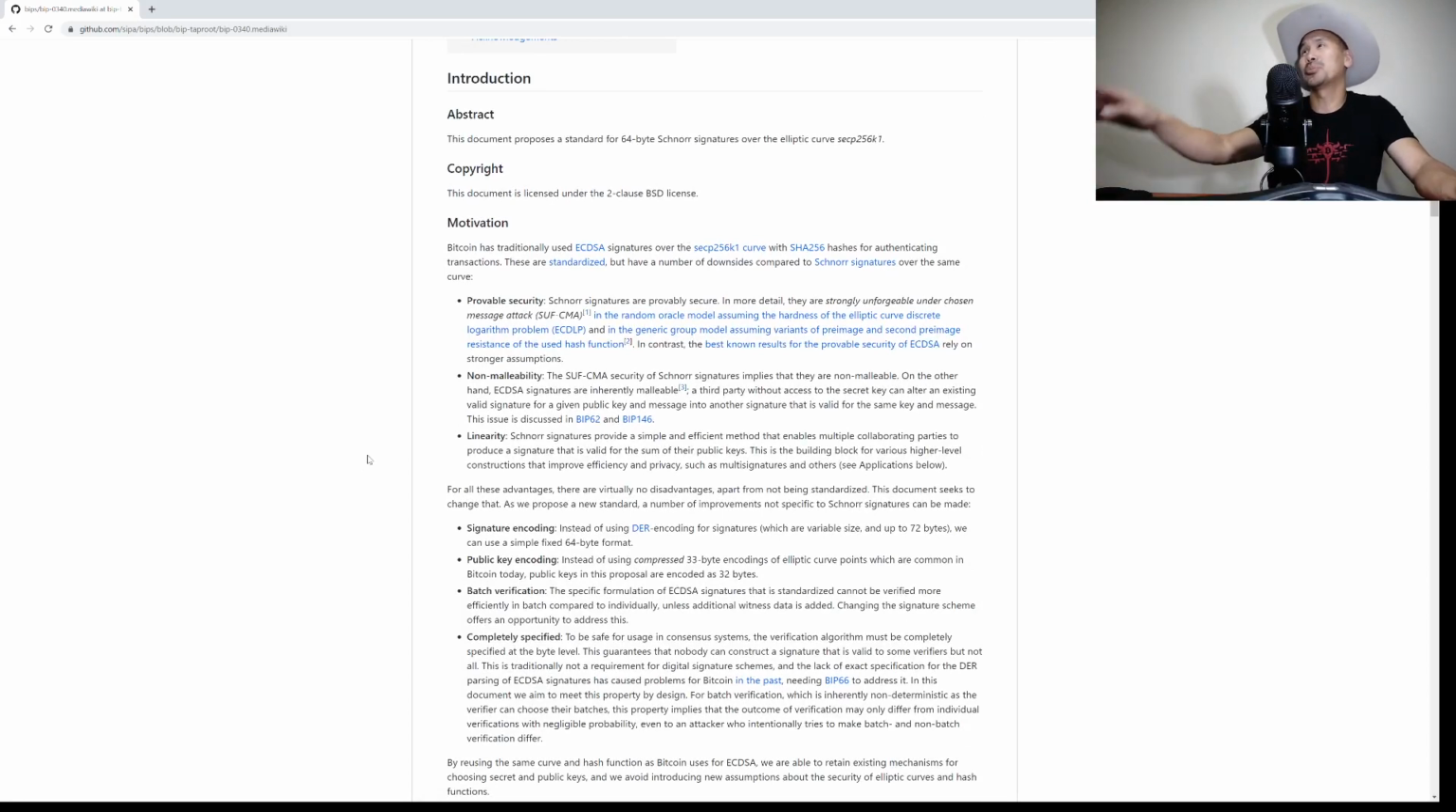All right, abstract. This document proposes a standard for 64-byte Schnorr signatures over the elliptic curve secp256k1. So let's start with what you may not be familiar with, which is that currently we are using ECDSA signatures, and ECDSA signatures are roughly 71 bytes most of the time. They can actually be bigger, but they use something called DER encoding, which is kind of inefficient. So there are 7 bytes that are typically not very useful, or they don't really add anything. They're marker bytes and so on.